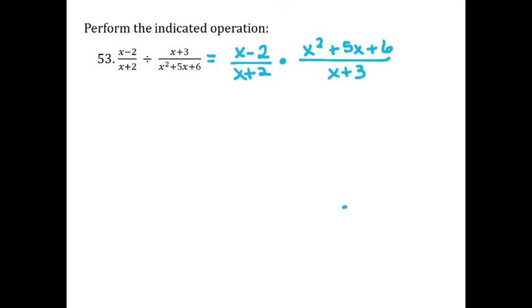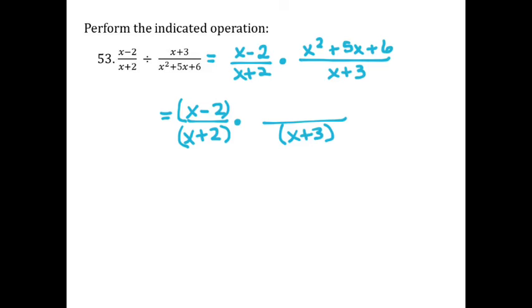Okay, now some of you at this point might be tempted to multiply this out, but we don't want to multiply everything out. It's usually a better strategy to factor first and see if we can make things simpler. So x minus 2 and x plus 2, neither one of those factor, but I'm going to put those in parentheses. x plus 3 doesn't factor, but x squared plus 5x plus 6 factors. That's going to be x and x, 2 and 3, and they're both positive.